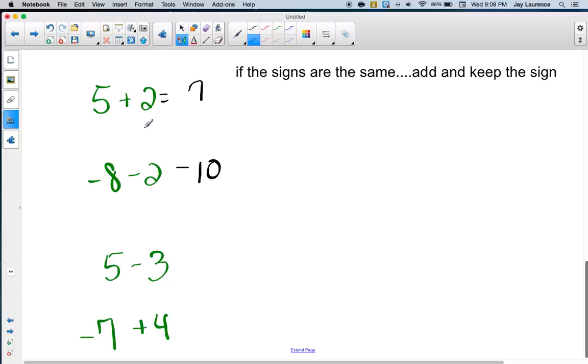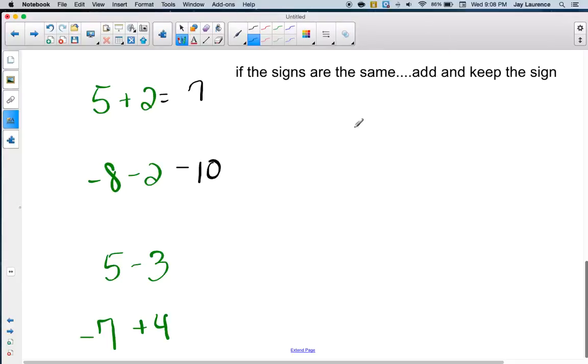If the signs are the same, add and keep the sign. Signs are the same, add and keep the sign. You keep singing that, all right?